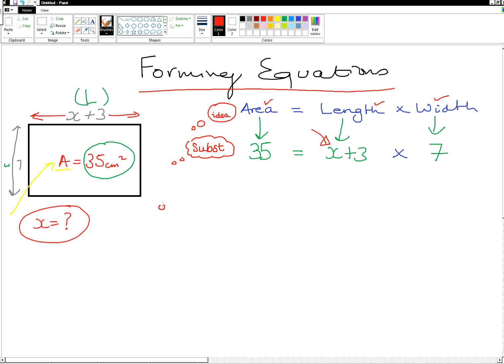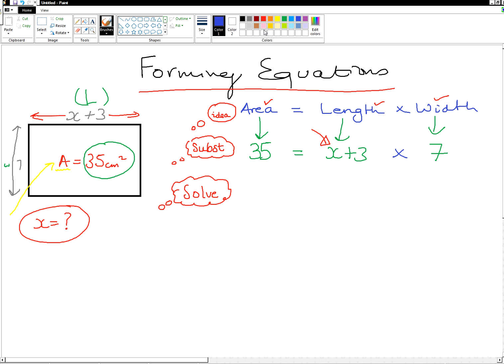So what's the next stage now? What are we going to do now? We are going to solve for x. Now when we solve for x, we need to identify the actions. Do you remember that? Okay, who remembers identifying actions?